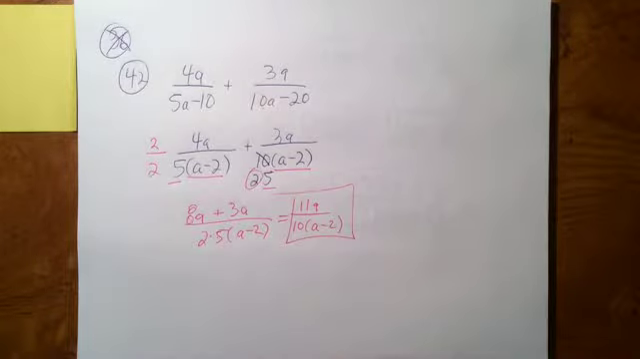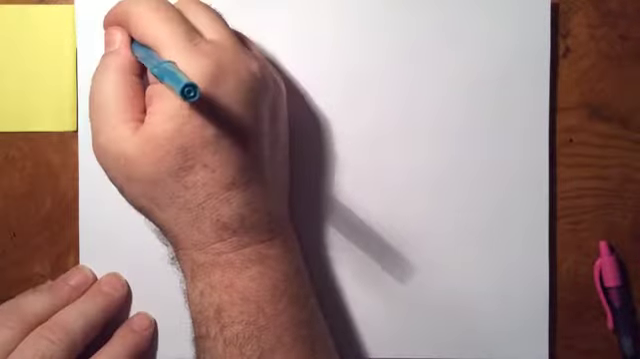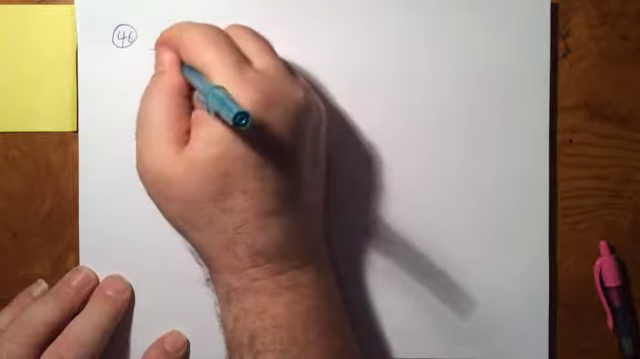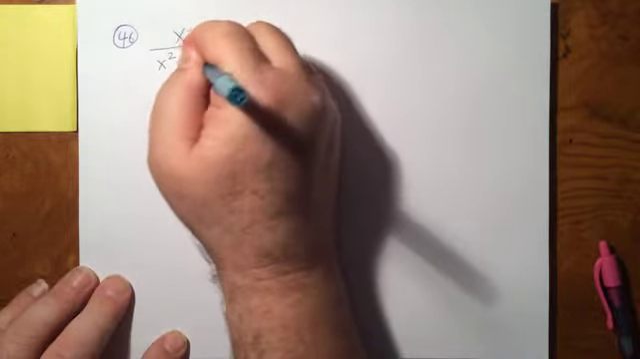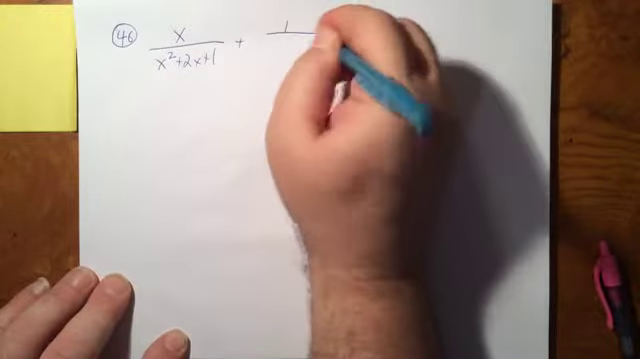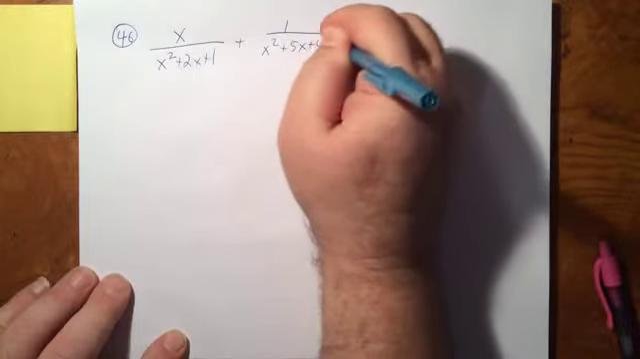So now let's begin to take a look at problems which are going to be a little more, dare I say, robust. Because now we're going to look at common binomial factors and uncommon binomial factors in these questions. So no messing around with the easy stuff. 46. This is going to be x over x squared plus 2x plus 1 plus 1 over x squared plus 5x plus 4.